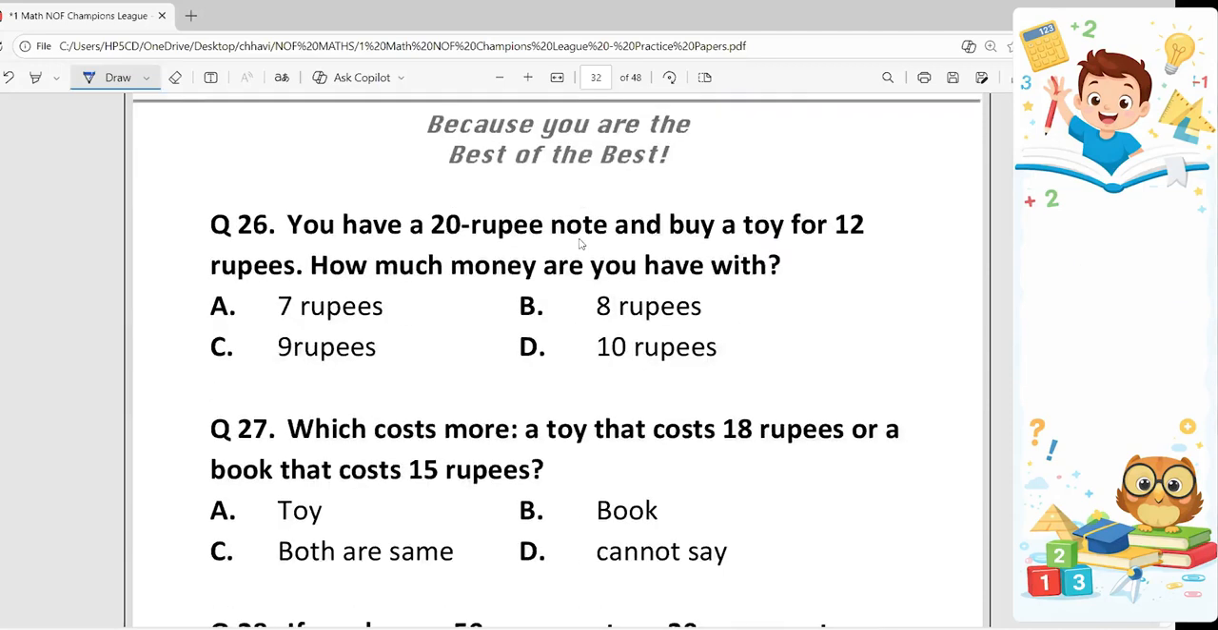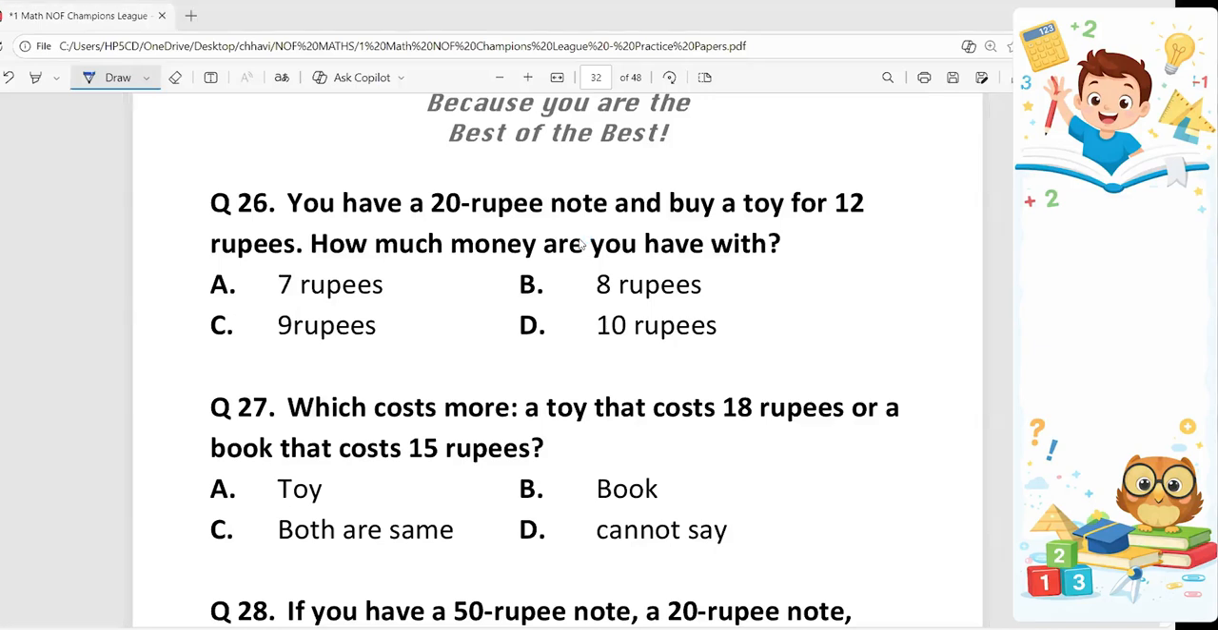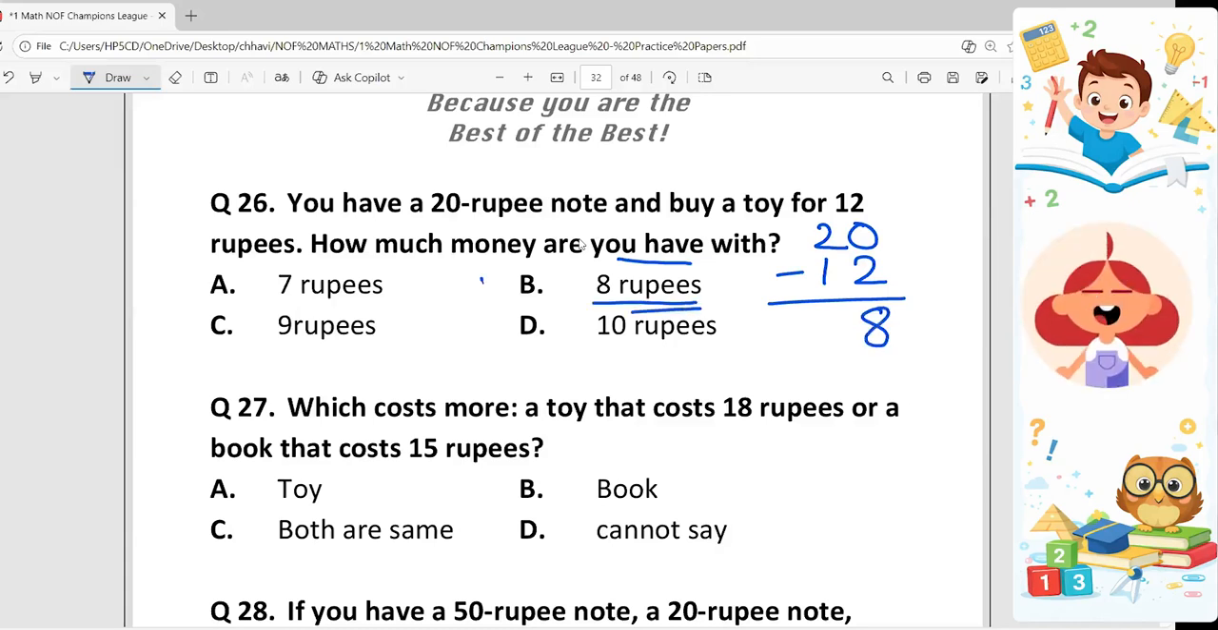26th. You have a 20 rupee note and buy a toy for 12 rupees. How much money do you have left? So see, we have to find out how much we are left with. So 20 minus 12, we have to subtract. It is 8. So we are left with 8 rupees. Option B.